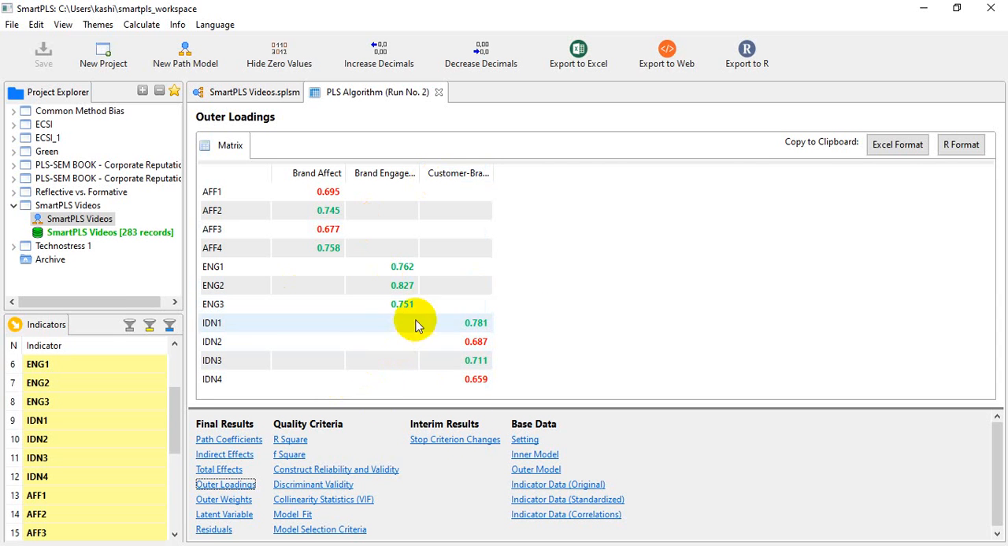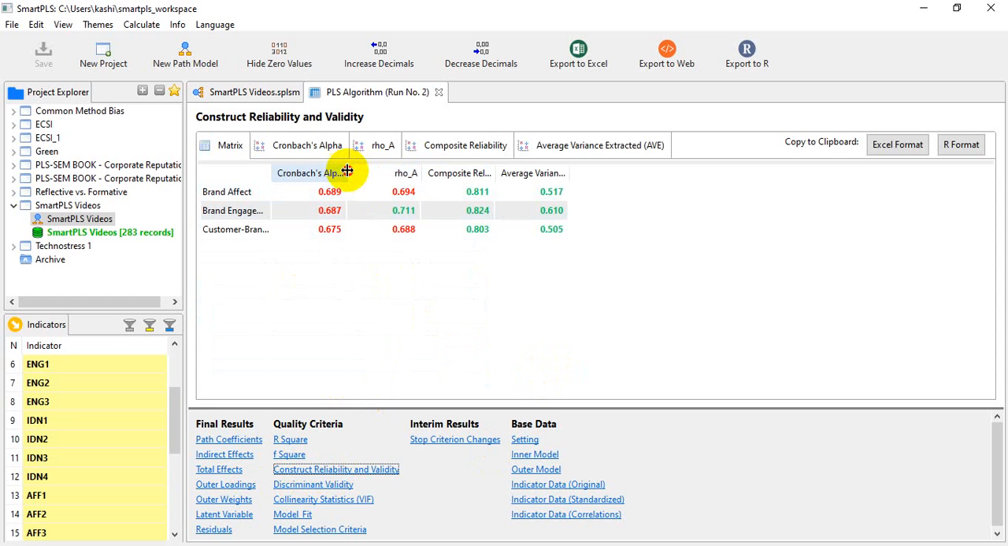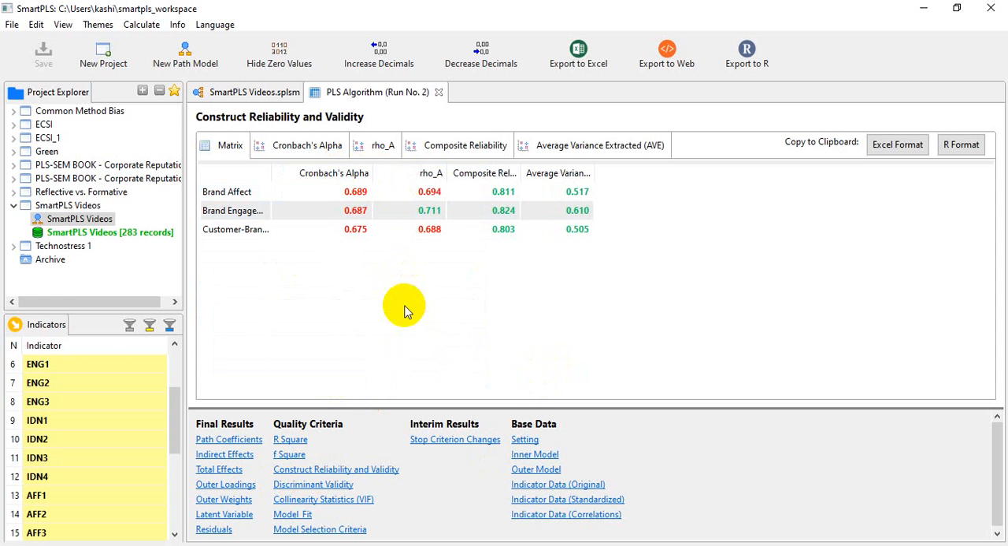Okay, so we leave them as they are, and we'll move on to the next, which is construct reliability and validity. And again, probably because we have a little lower outer loading, we see Cronbach alpha value also a little lower than the required threshold, which is 0.708. However, there are other experts who argue that 0.60 is also good enough. However, it is completely the researcher who decides what is appropriate for his modeling.